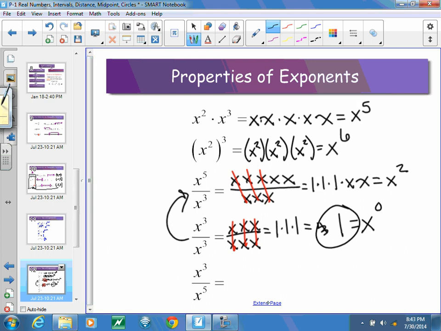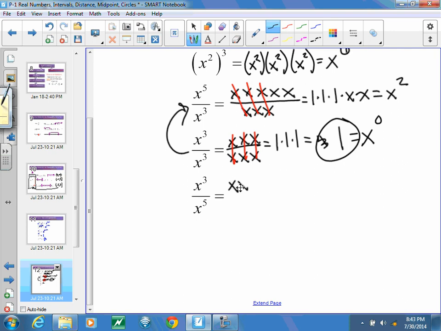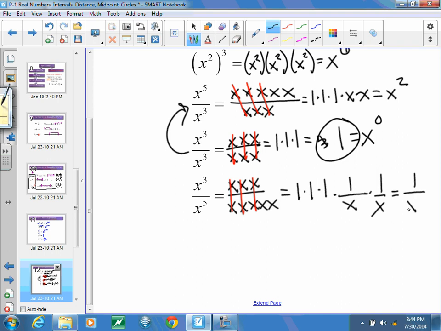If you have a larger exponent in your denominator, so I've got 3 x's in the numerator, and I have 5 in the denominator, as I cancel out, you'll notice that I have 1 times 1 times 1 times, and then you've got 1 over x times 1 over x. Here I end up with 1 over x squared. So a lot of times what people will do is they'll say, oh, 3 minus 5 is negative 2, bring it down into the denominator. Or sometimes people can see that there are more x's in the denominator than there are in the numerator.